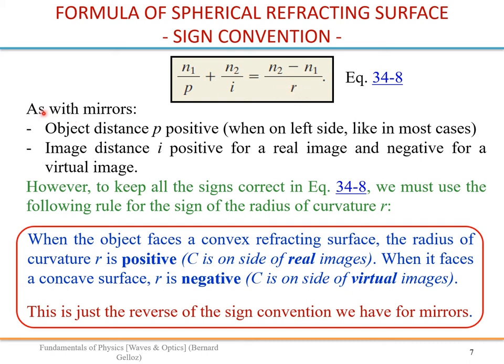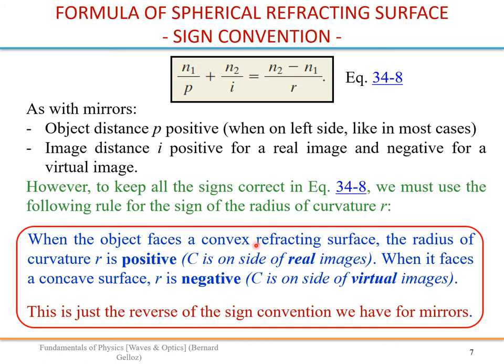Unfortunately, it's not completely the same as for spherical mirrors. But as with mirrors, we have the object distance P positive when on the left side, like in most cases, as I said. The image distance I will be positive for a real image and negative for a virtual image. So this is the same. However, in order for this particular equation, 34.8 in the book Fundamentals of Physics from Halliday and co-workers, to work, we must use the following rule for R.